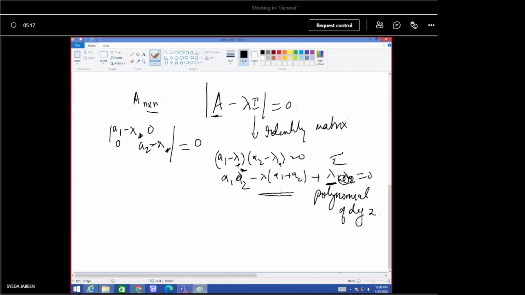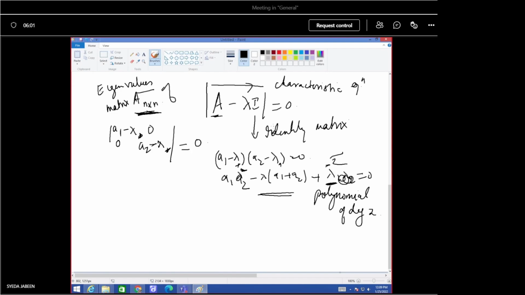When you solve this equation, you will get the roots, the solutions of this equation in terms of lambda. Those solutions will be called the eigenvalues of this matrix. This equation is called the characteristic equation. So to get the eigenvalues of matrix A, we construct the characteristic equation, which is given in the form of determinant of A minus lambda I is equal to 0.